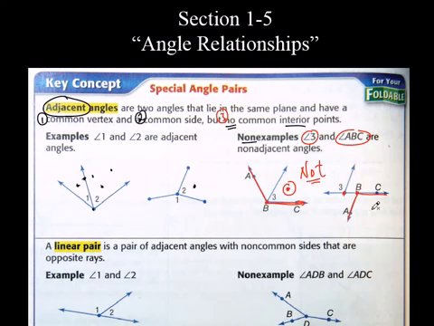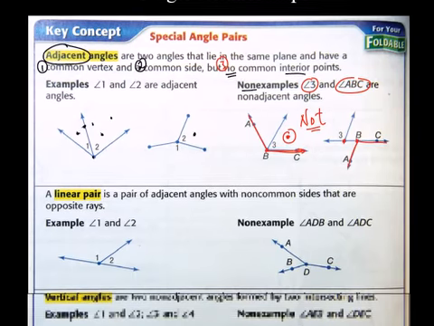All right. Now, they don't have any common interior points, but they also don't have a common side. Angle 3 has these 2. Angle ABC has these 2. They're not common sides. So 2 of these things don't work. One of them does, but if just one of them doesn't work, they're not adjacent angles. Hope that makes sense to you.